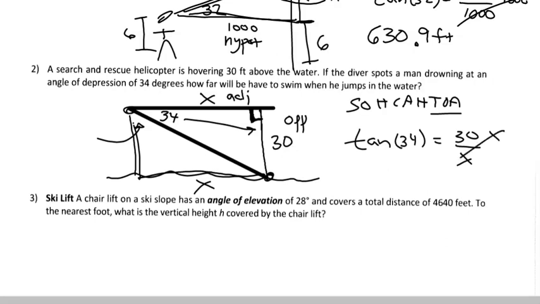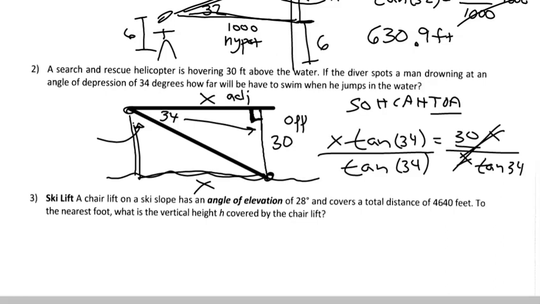And remember, you always multiply by what's in the denominator. And in this case, it's a two-step equation. 30 divided by tangent of 34. That gives us 44.5 feet approximately. So like I said, the problem in your homework is a lot like this, but just slightly different.